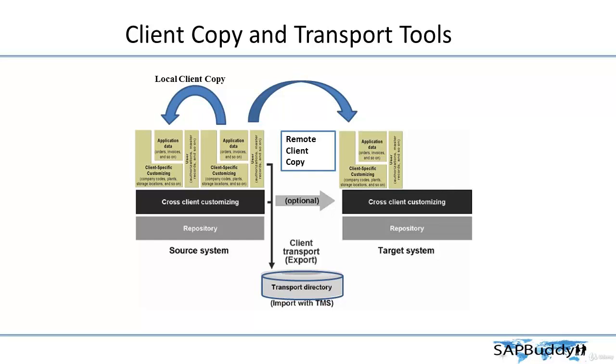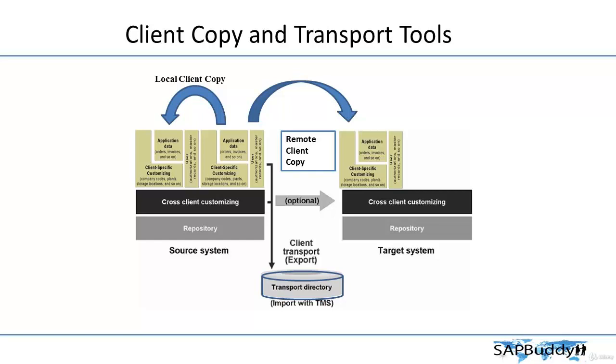So it's always recommended to use a background process for your client copy, and make sure the client copy is done with the user which has the highest privileges. In general, we use the standard users, which is SAP star or DDIC, so that the client copy does not have any problem because of the user which you are using and the authorization related to that.